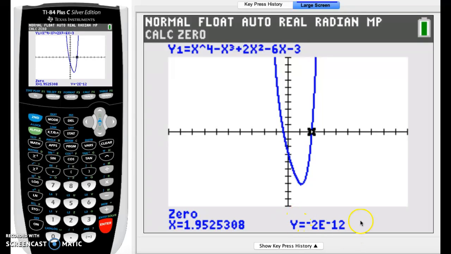So this number with the e's means I'm super close to 0. But I should be right here. I should be at 1.952. I'm really close to 2, but not quite. So this is the approximation.